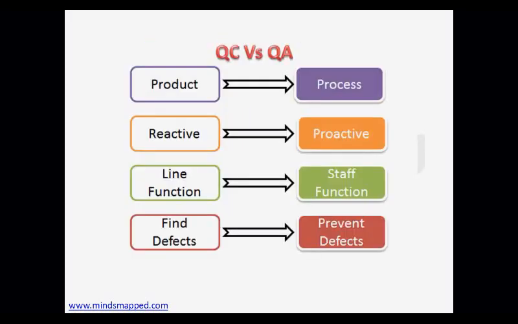If you see the diagram over here, I have mentioned the difference between quality control and quality assurance. Quality control deals with the product, while quality assurance is a process, right? Quality control is reactive, while quality assurance is proactive. Quality control is a line function, where we are executing the code, testing an application, testing a product to find the defects, right? While quality assurance is a staff function, so how actually the staff is behaving.